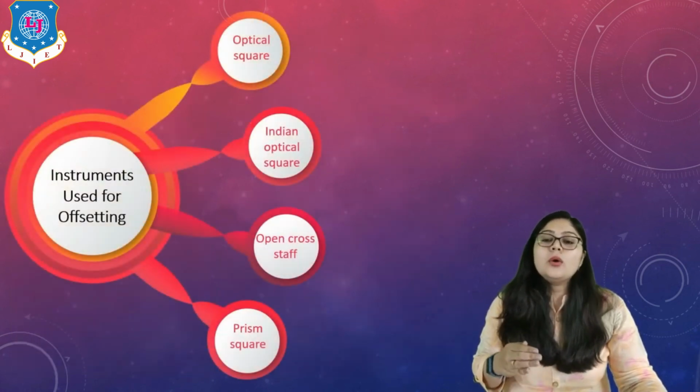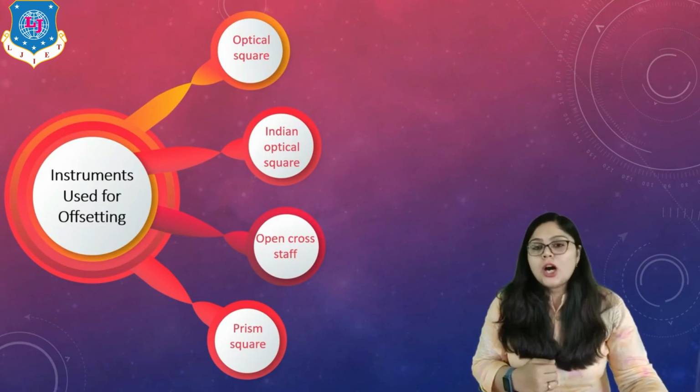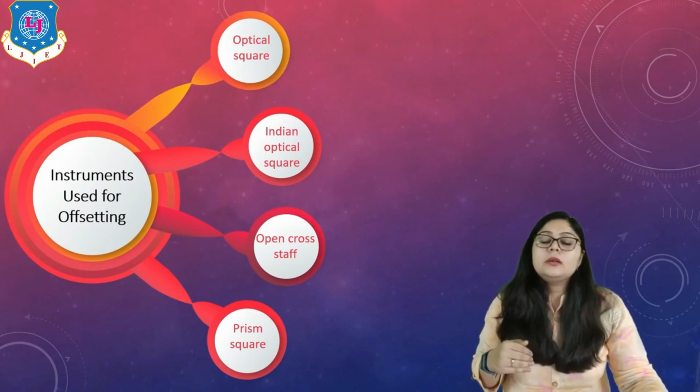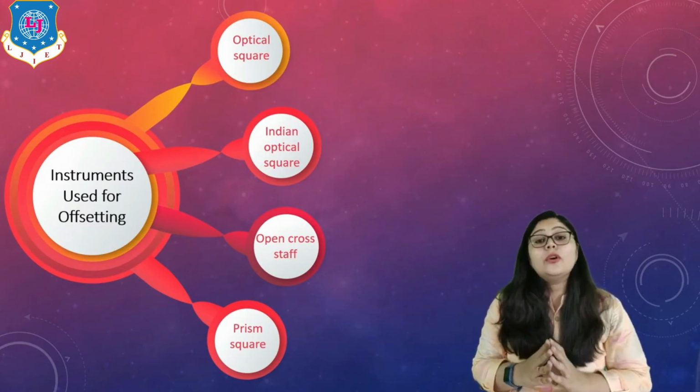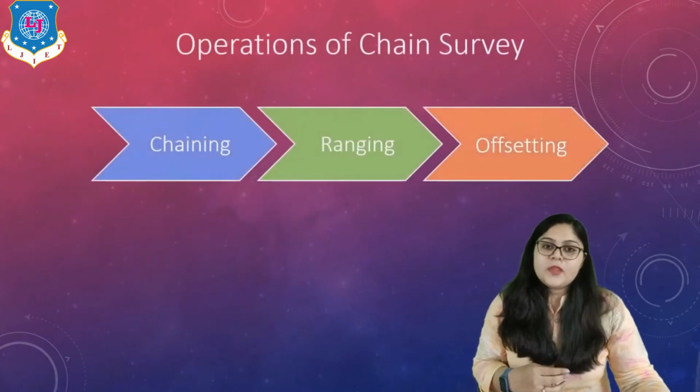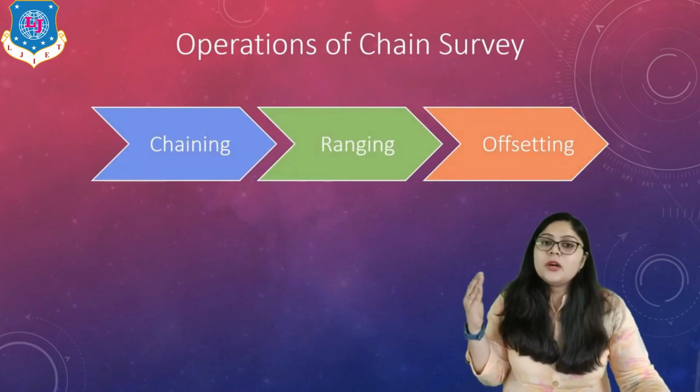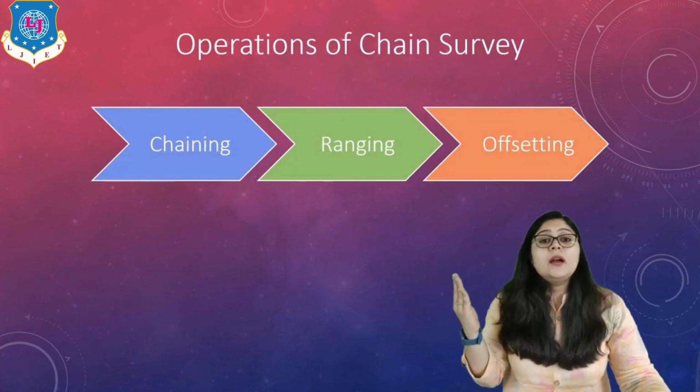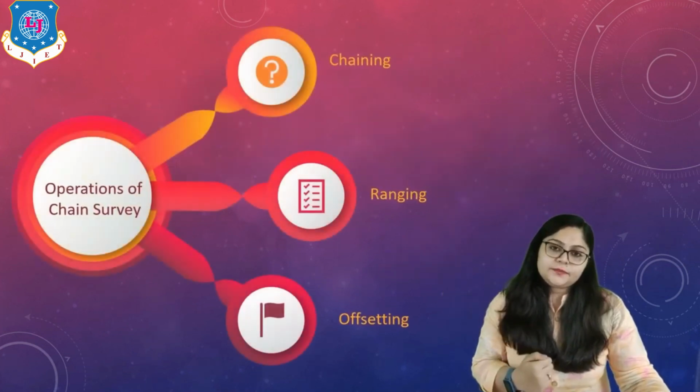So that is all about the instruments used for offsetting, which we have to use when we want to go for the 90 degree offsets or perpendicular offsets. So this is all about the operations of chain survey, which are chaining, ranging and offsetting.